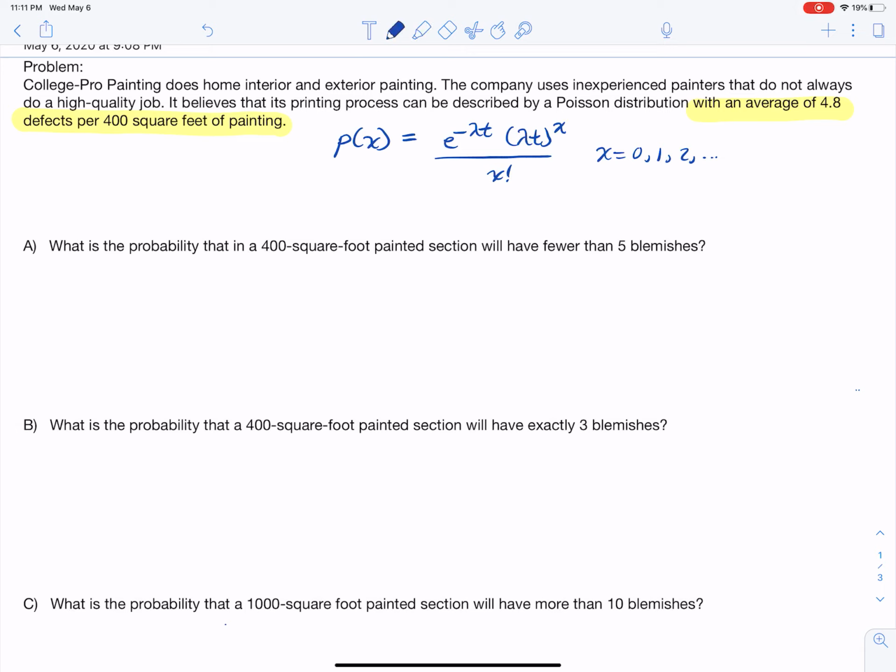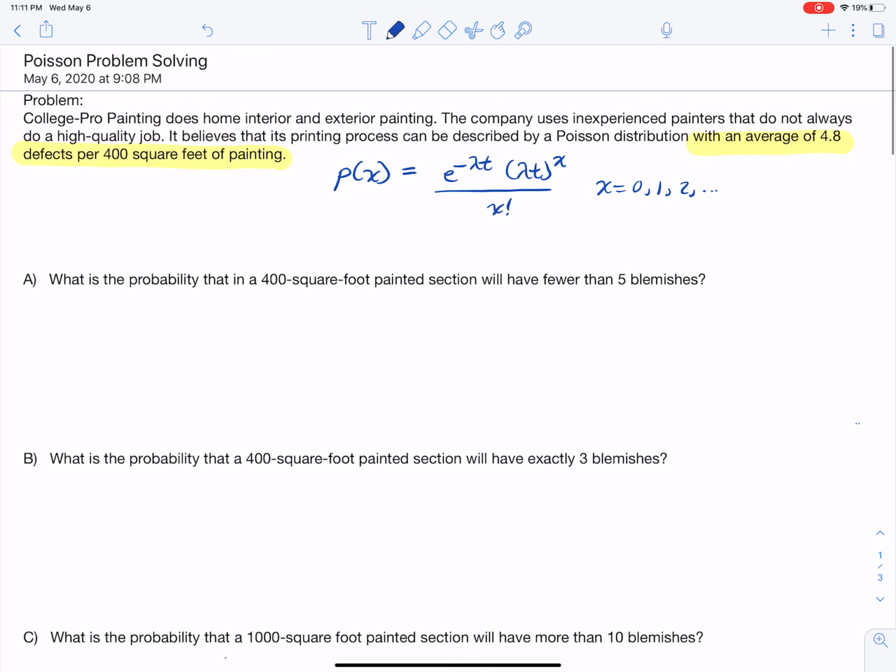So this is typical of Poisson, where we have an expected number of something per. It could be a time measurement, a space measurement, a distance measurement, something like that, where we can't really measure the failures as easily as we can measure the successes. So here a success is going to be a defect.